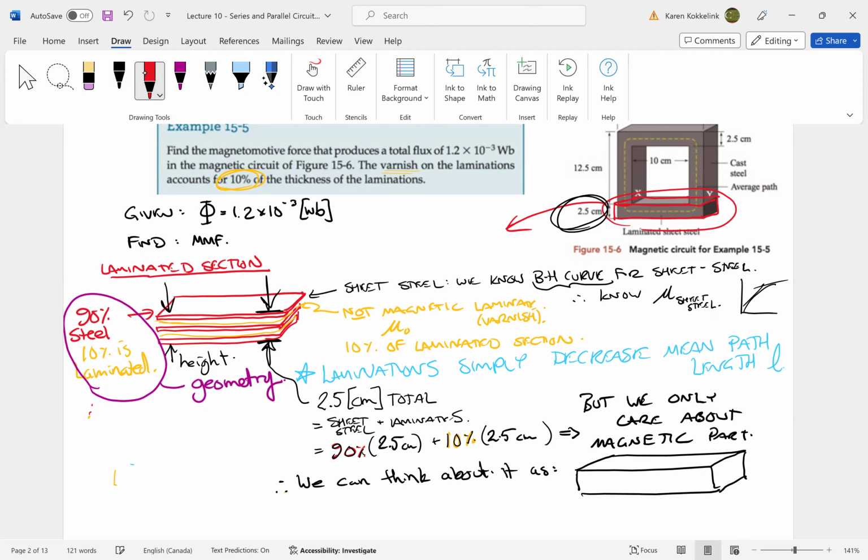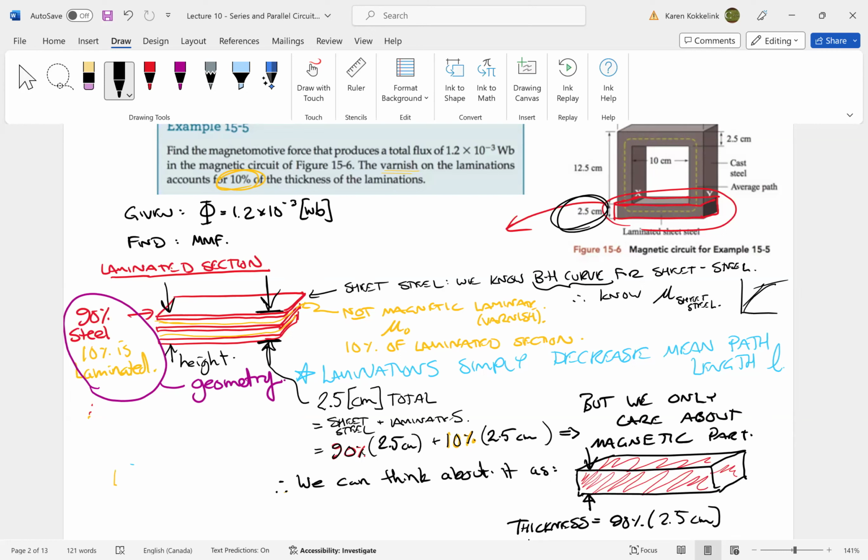A steel bar magnet. Okay? But it wouldn't be 2.5. And I don't love thinking about it like this. I just think about it as a reduced section, but this might help some people: the thickness is now the thickness of this bar. I've removed the laminates and it would be 90% times 2.5 centimeters. That would be the thickness of this bar. So you can think of it like that.